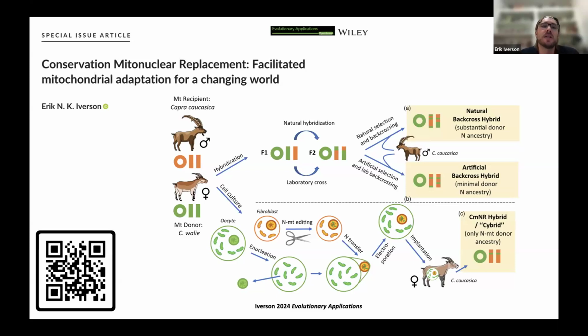So I propose this idea of conservation mitonuclear replacement, where we could facilitate adaptation by basically going along the pathway that we would see below the dashed line here, where we use a combination of editing those key NMT loci, that's what we call those nuclear genes that interact with the mitochondrial genome, and moving mitochondria from one species to another in a way that might be adaptive in a future scenario, for instance, under climate change.